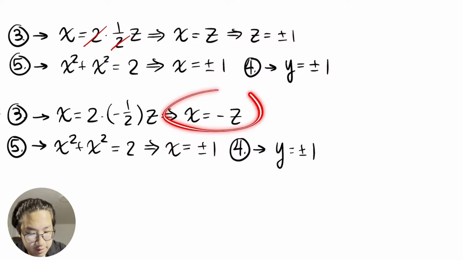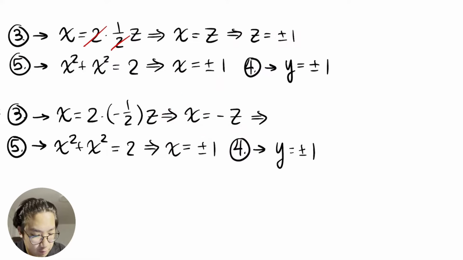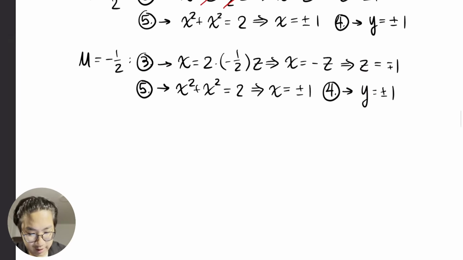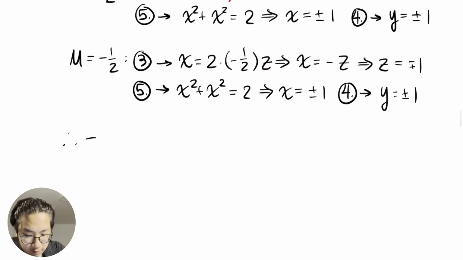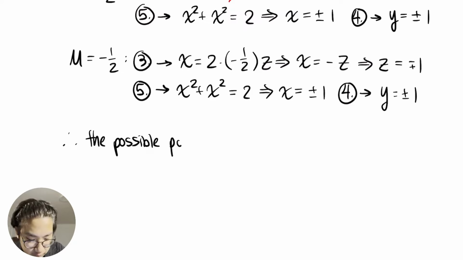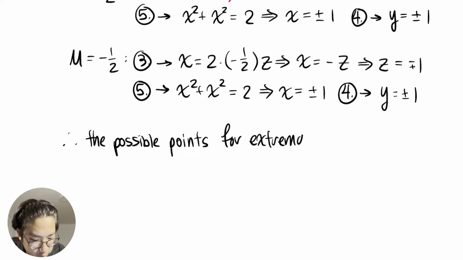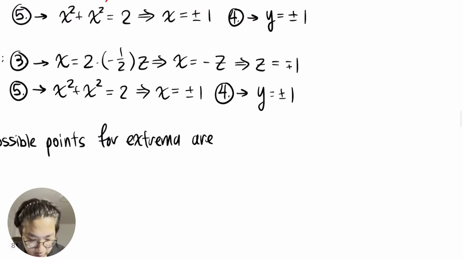However, the minor change now is that because x is equal to negative z, we then get that z is equal to the opposite of this, which is, I guess, minus plus. I'm not sure if that's actually the notation used, but regardless, it has the opposite sign now. So from here, we can then conclude that the possible points for extrema are as follows. So we'll start with positive 1/2 for mu.